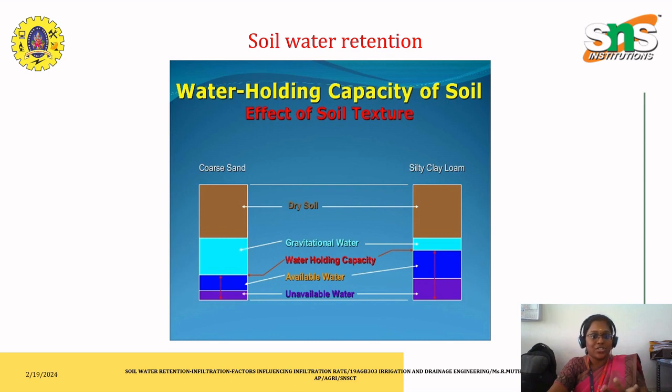That is, what the retention ways are, how the cohesion and adhesion forces act in upgrading the soil moisture, and also how the texture matters and what we can do to increase the crop yield with the available soil moisture, and what the rate of infiltration could be. These are the things we will study in the next session.